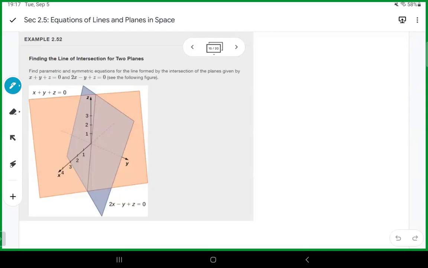Add the plane equations so we can eliminate one of the variables, in this case, y. So we would have x plus y plus z equals 0, and 2x minus y plus z equals 0. We're going to add everything. The y's cancel. We get 3x plus 2z equals 0.